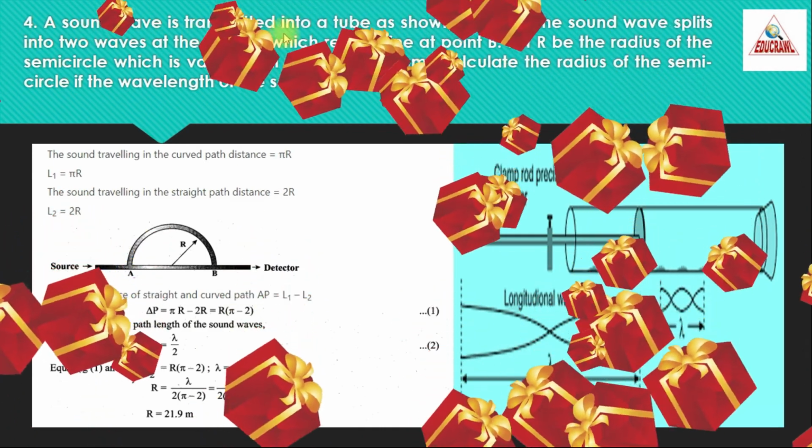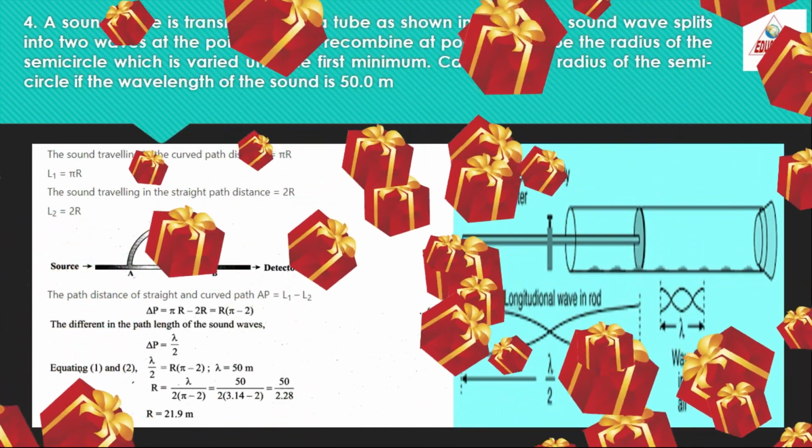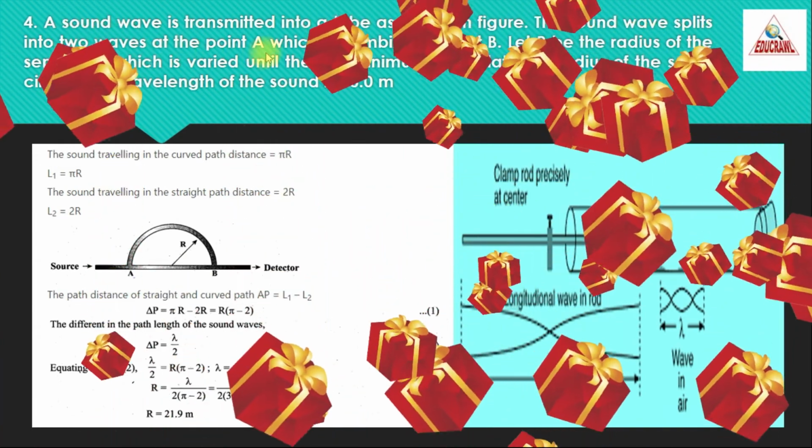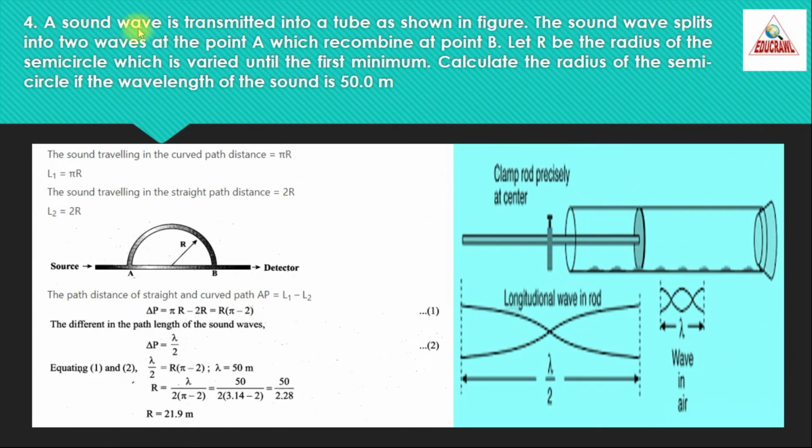Now fourth problem. A sound wave is transmitted into a tube as shown in the figure. The sound wave splits into two waves at a point A, which recombine at point B. Let R be the radius of the semicircle, which is varied until the first minimum. Calculate the radius of the semicircle if the wavelength of the sound is 50 meter.